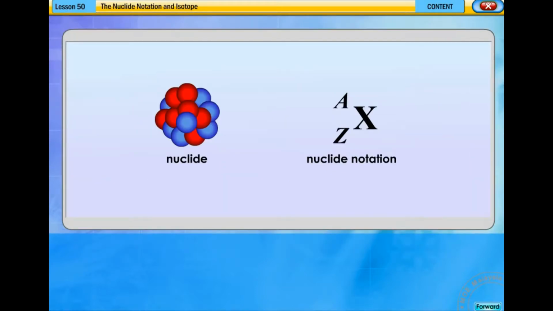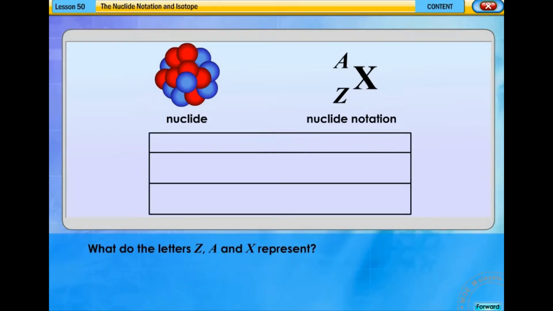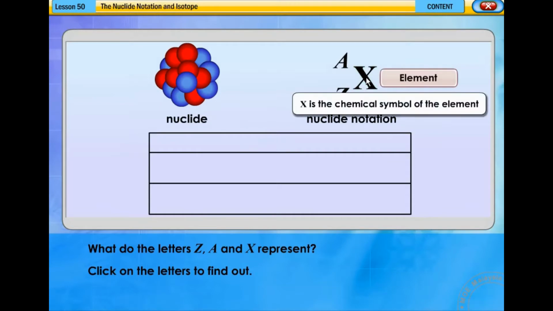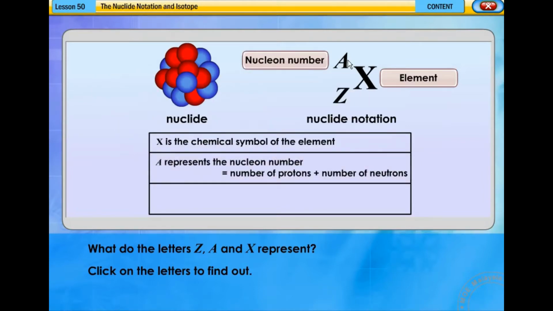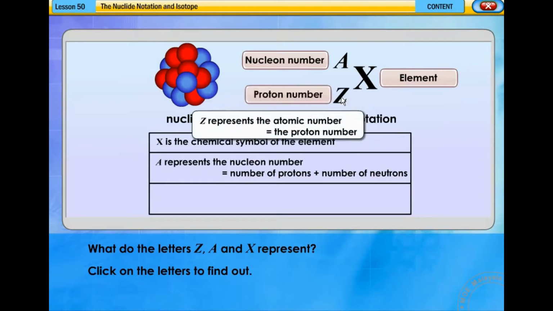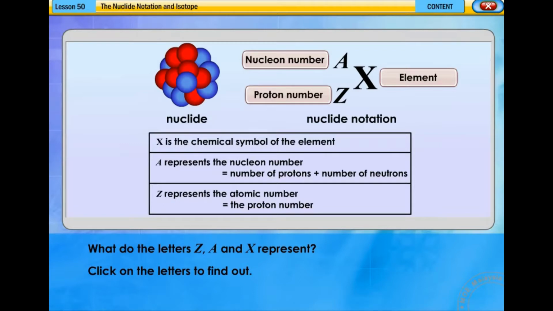This is an example of a nuclide and the representation of a nuclide known as the Nuclide notation. What do the letters Z, A, and X represent? Click on the letters to find out. The letter X is the chemical symbol of the element. The letter A represents the nucleon number. The nucleon number is the sum of the number of protons and neutrons. The letter Z represents the atomic number, which is the proton number or the number of protons in the nucleus.